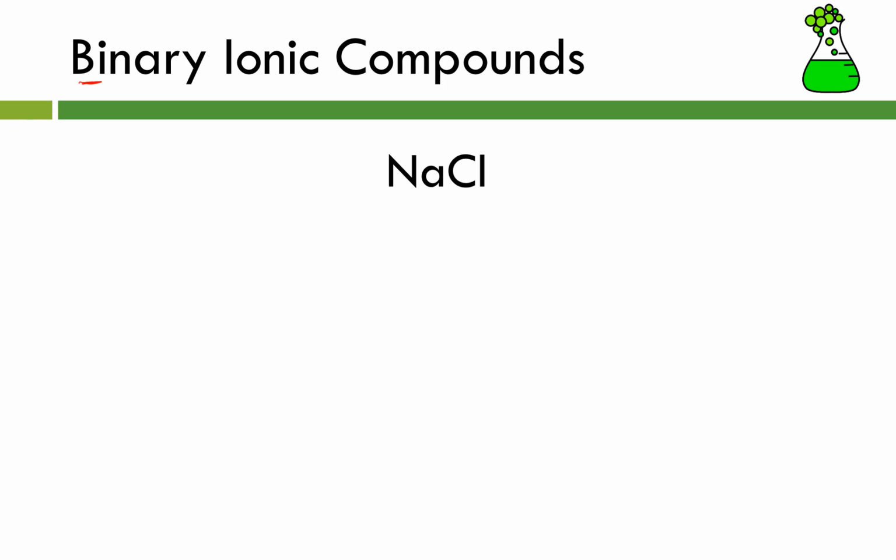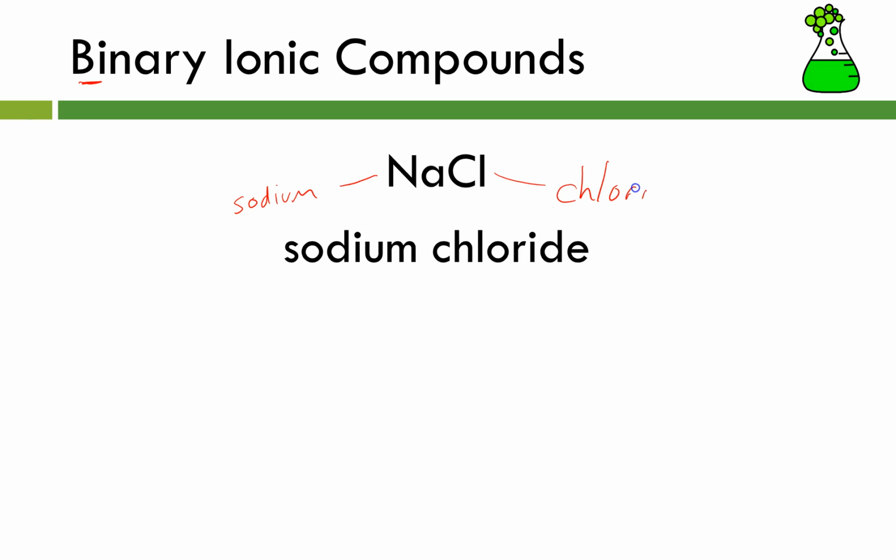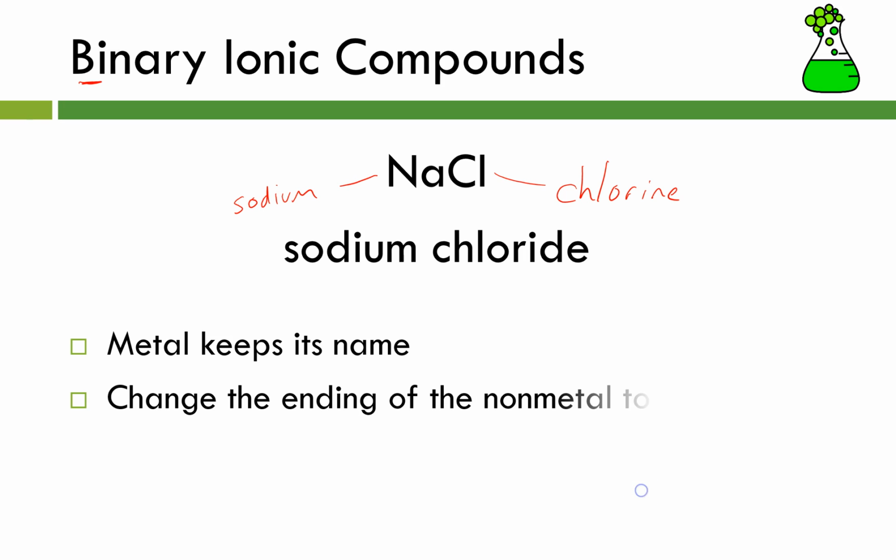NaCl. The name of this compound, as you know, is sodium chloride. If you had to explain to somebody how you named this, we know that Na, for example, is sodium. We know that Cl is chlorine. So you could probably say, okay, when you're naming a binary ionic compound, the metal is going to keep its name. By convention, the metal or the cation is always listed first. You're going to change the ending of the nonmetal to "ide." So we drop the "ine" on chlorine and replace it with "ide."